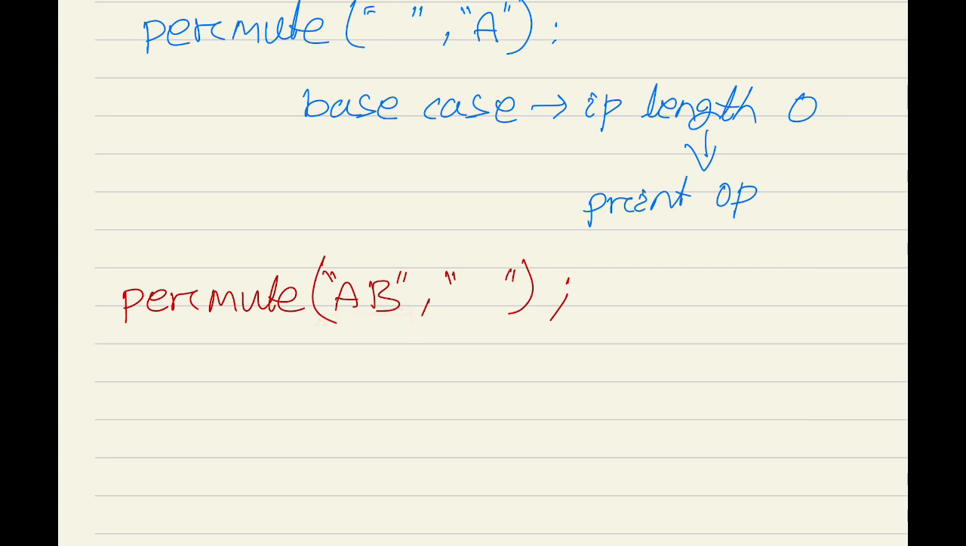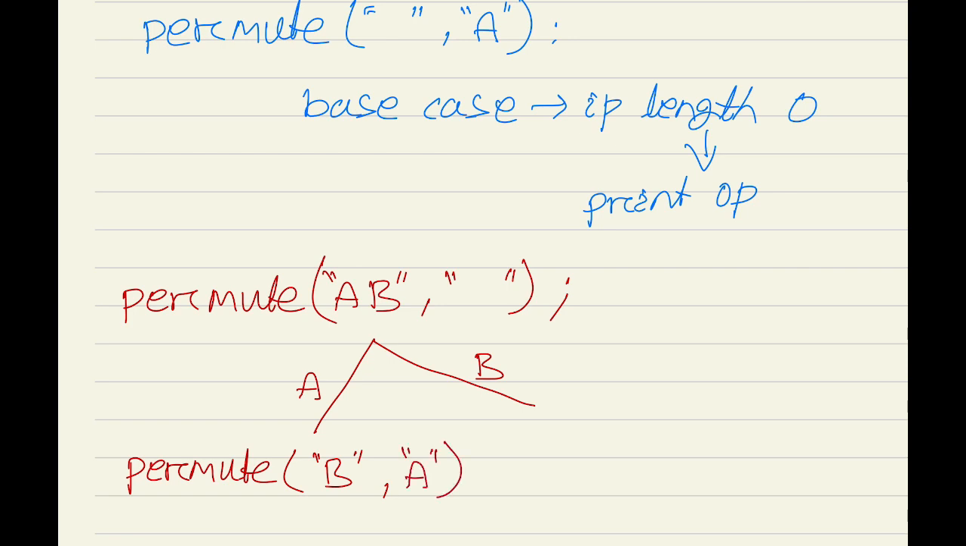If we follow the same procedure that we have discussed earlier, select one character from this input. We can select either A or B, so two possible options are there. If we select A, then what is going to happen? The permute method can be written like this: the remaining part of the string excluding the character A, that means permute B, and the selected character is concatenated with the output. So here the output becomes A.